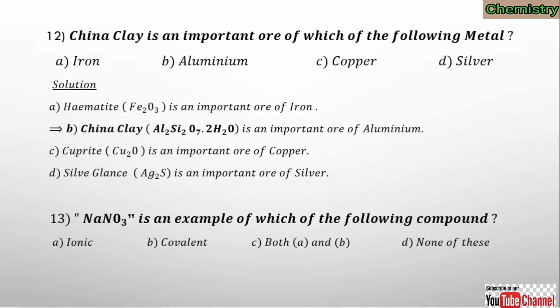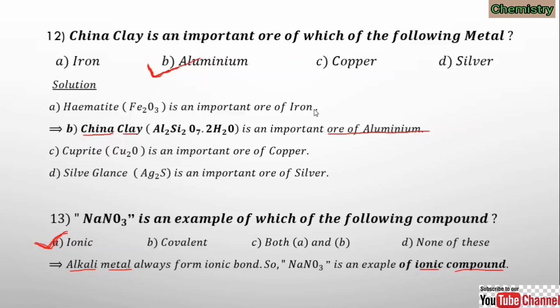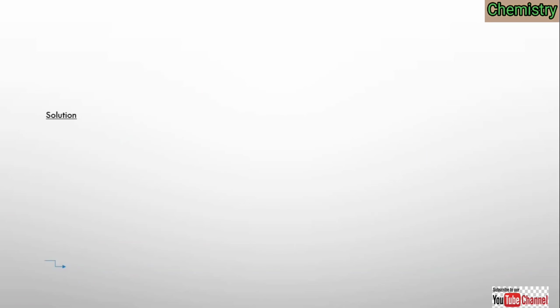In question number 13 we have, NaNO3 is an example of which of the following compounds? This is very easy. If there are metals, of course it will form an electrovalent bond or ionic bond. Option A is the answer. Alkali metals, that is group 1A metals, always form ionic bonds. So NaNO3 is an example of an ionic compound.